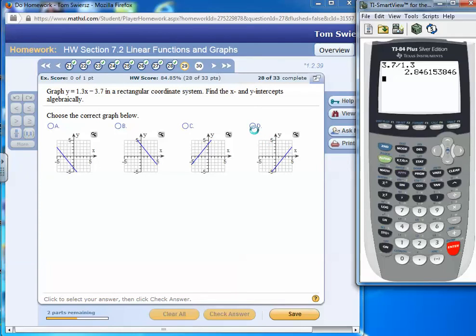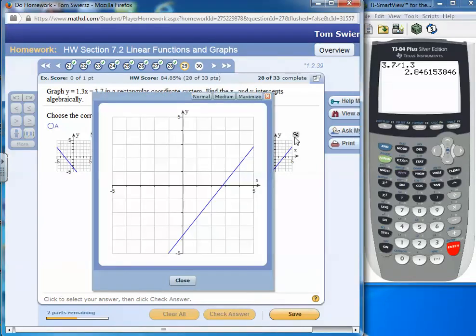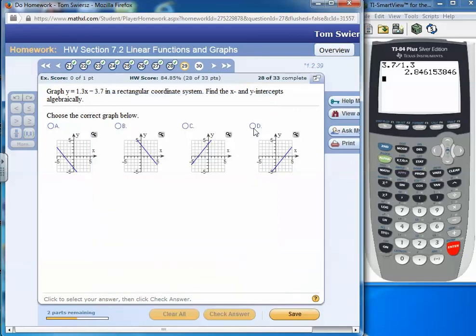So let's see if we enlarge D. Yeah, right here the x-intercept is over 1, 2, about 2 3/4, or about 2.8, right? And the y-intercept is 1, 2, 3, a negative 3.7, which would be about right there. So the values we got algebraically match the graph for D.